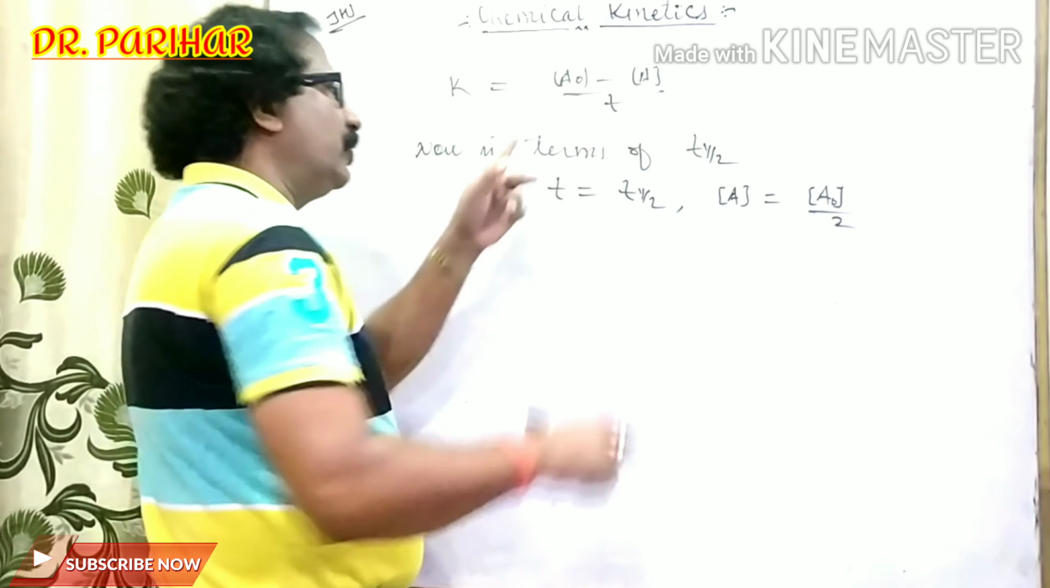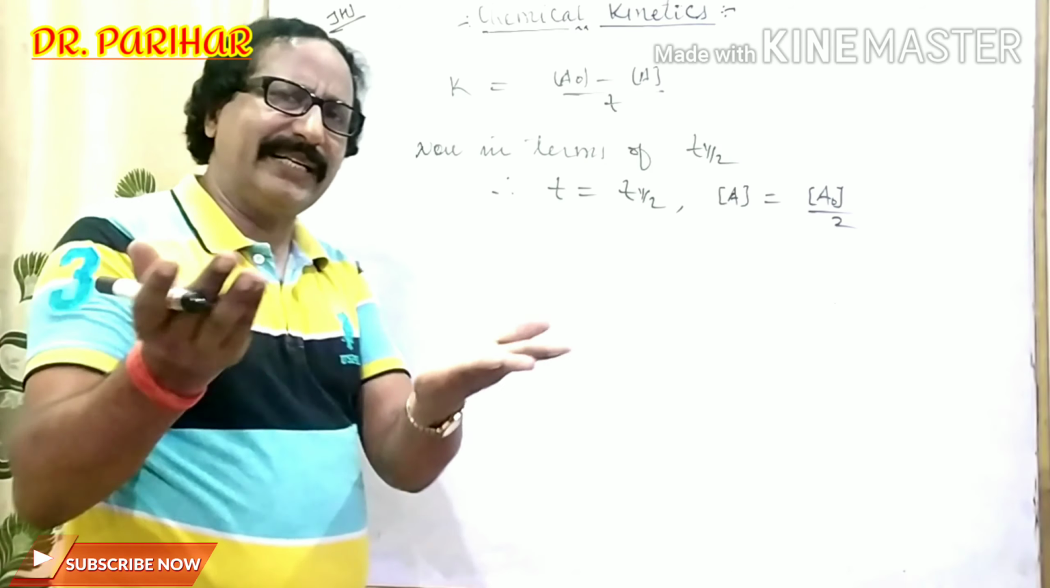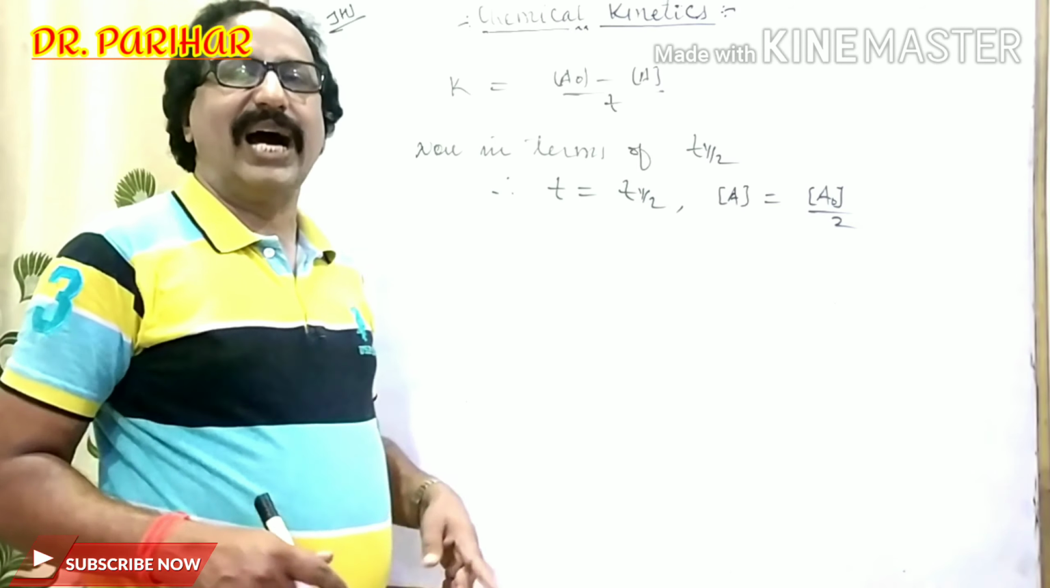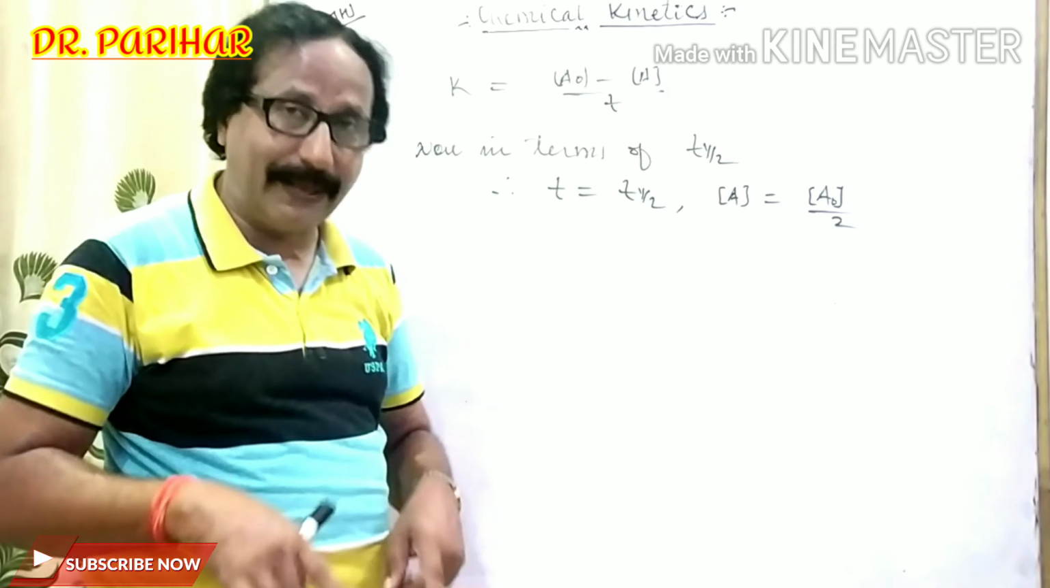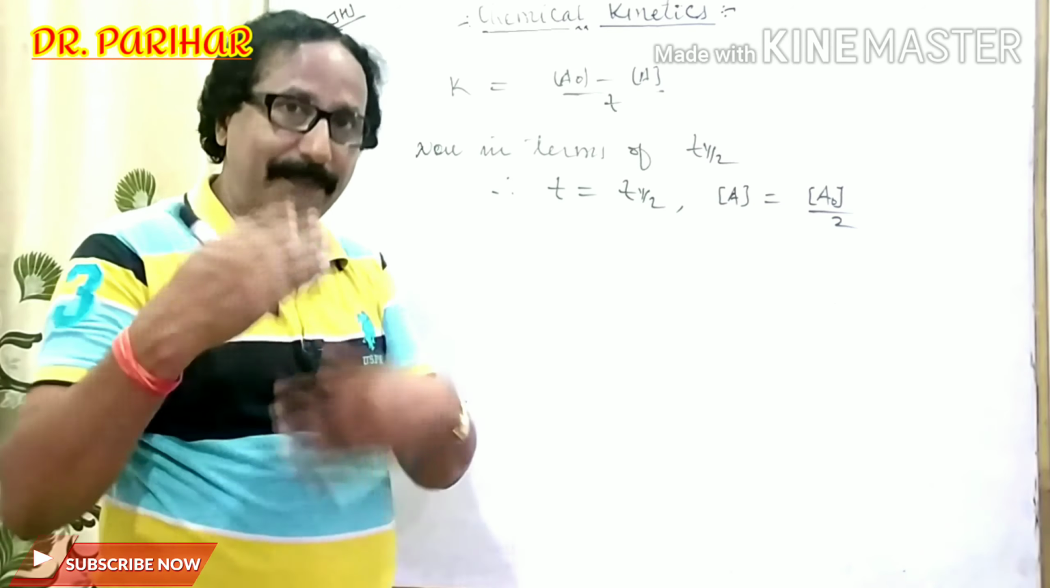When T is converted into T half, what is T half? T half is that time in which half of the initial concentration of any substance decomposes and half will remain. So if half of the initial decomposes, how much will remain? Half of the initial. Ultimately, in place of T we apply T half, and in place of remaining concentration, initial concentration by 2.